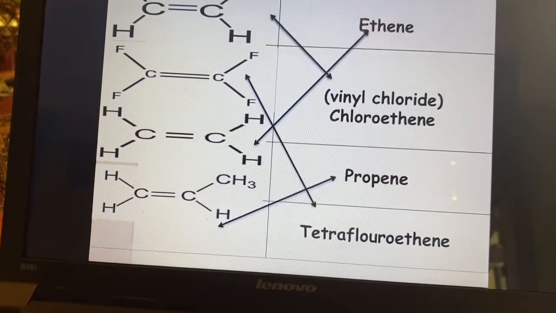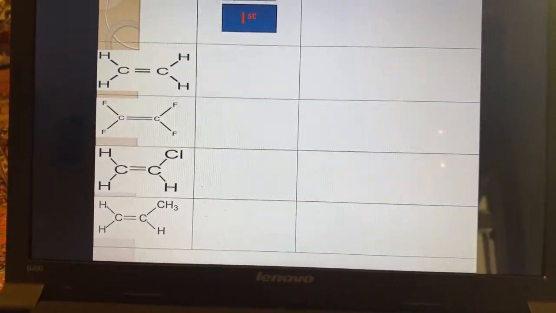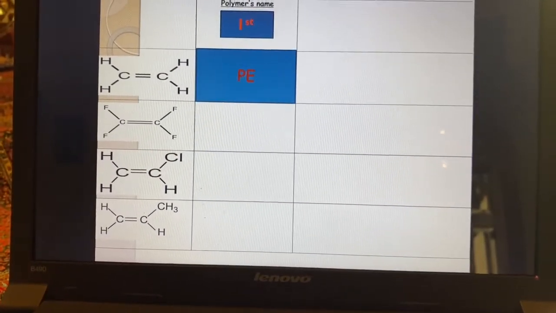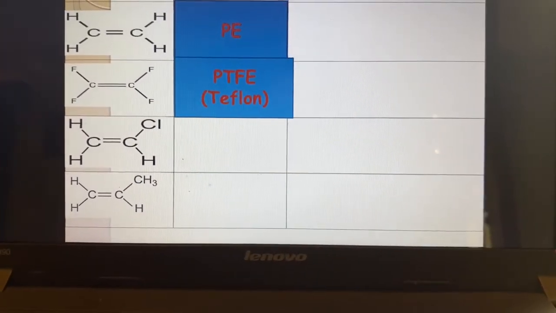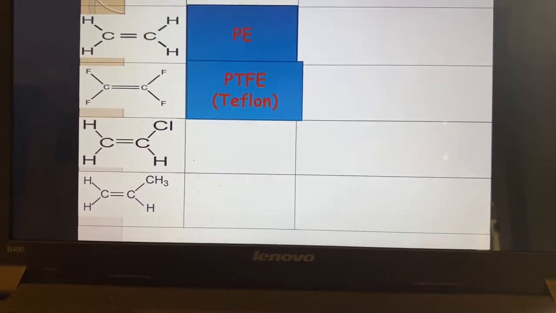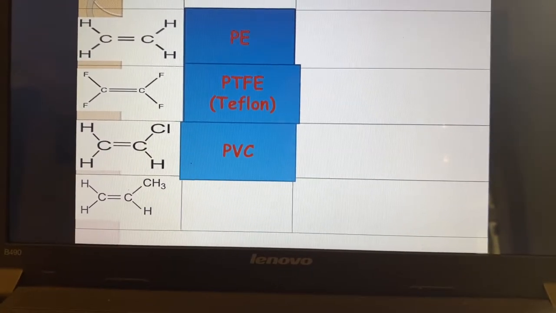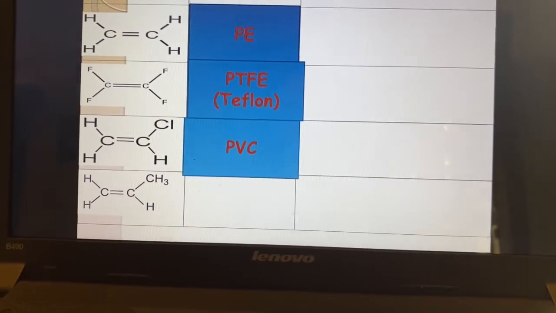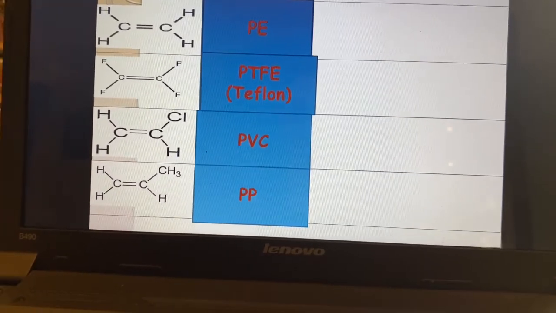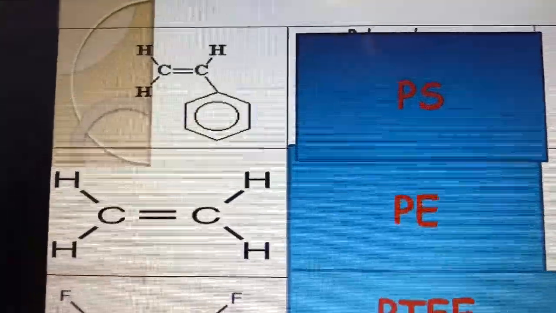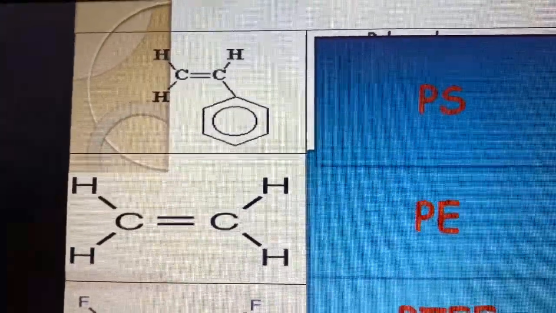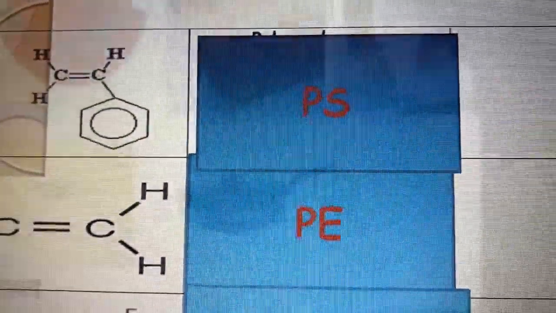Now, ethene monomer will produce polyethene. Next one, polytetrafluoroethene. Next, it is called PVC. It is called polyvinyl chloride, and the third one is called polypropylene. And there is another monomer, styrene. When it is polymerized, it is called polystyrene.